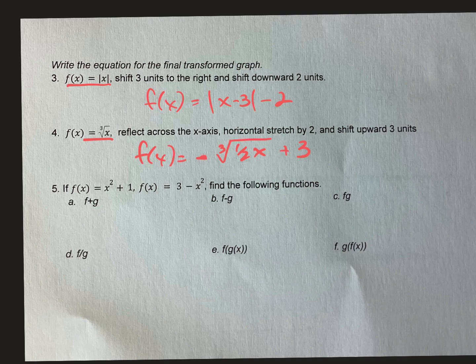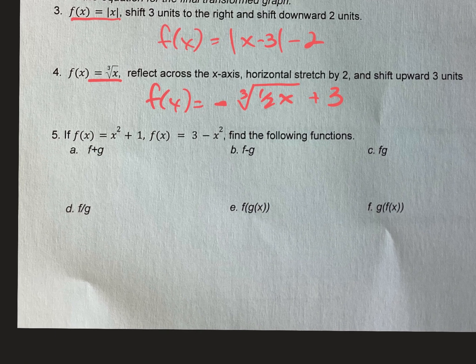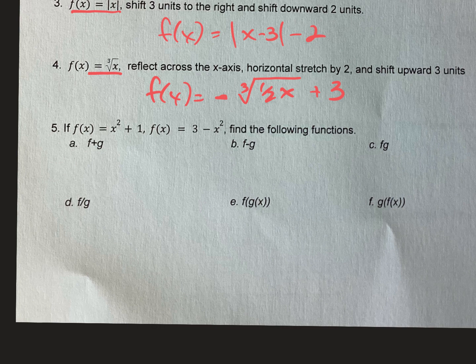All right, number 5. One thing I forgot to write in the directions about 5 is to put your domain. So I will be doing that also. And the good thing about the domain is the domain of f is all reals. The domain of g, g of x, is all reals. So when I combine them almost every time, it's going to be all reals.